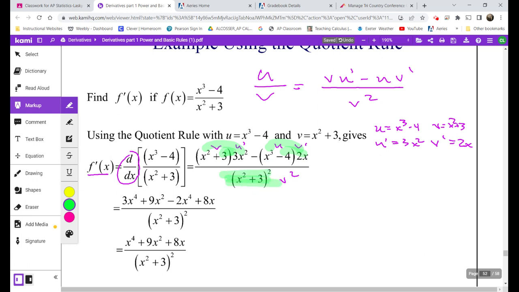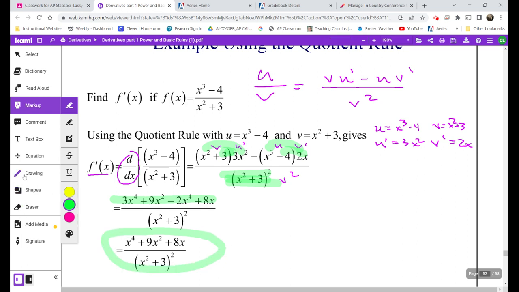Don't do any extra work that you don't have to do. We're going to distribute that in. When we distribute it in, we get a nice, beautiful polynomial. That cleans up, and there's my answer.